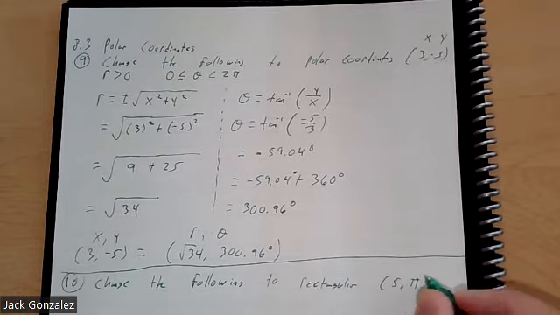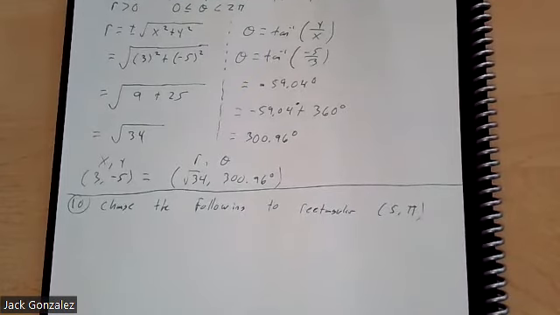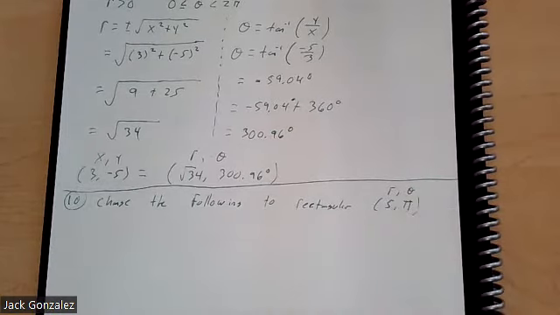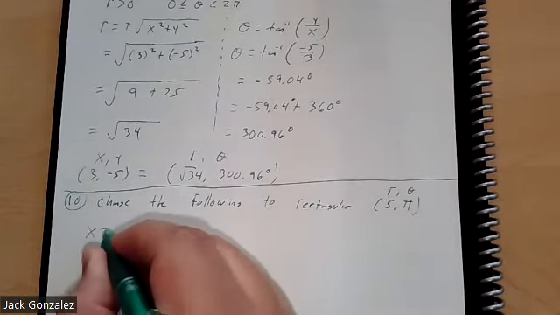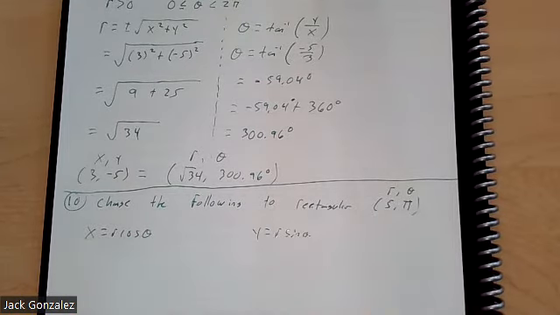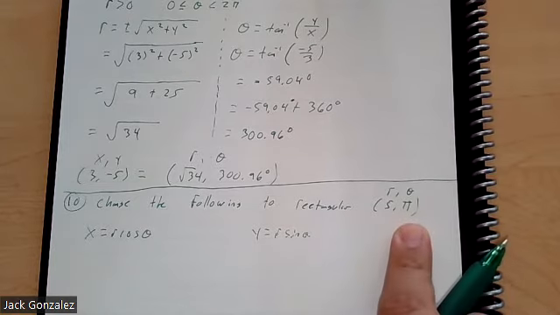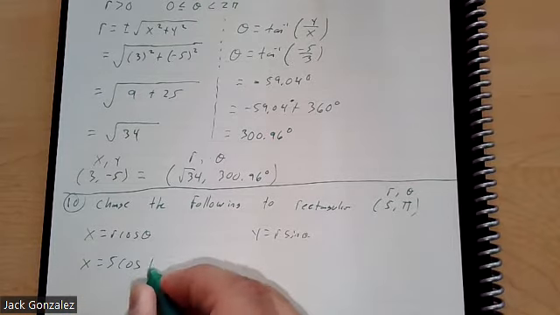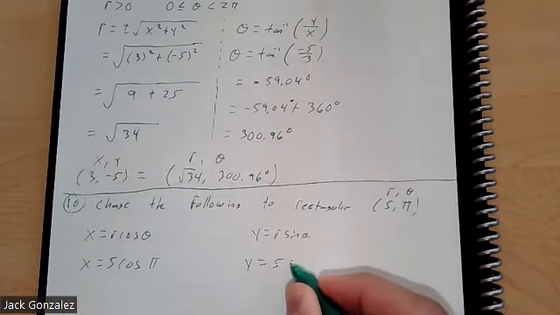The point 5 comma pi changes to rectangular. This is our theta, right? It's always r comma theta when you're in polar. So remember that x is equal to r cosine theta and y is equal to r sine theta. Well, that's really all we need because we have the r and the theta. So x will equal 5 cosine pi, y will equal 5 sine pi.